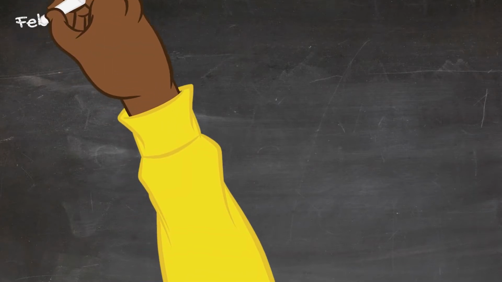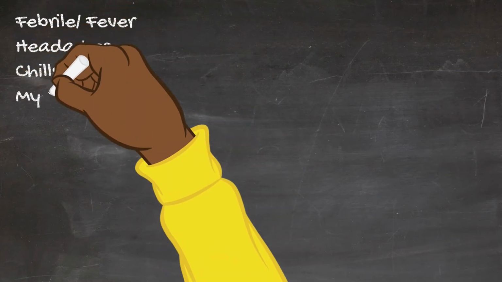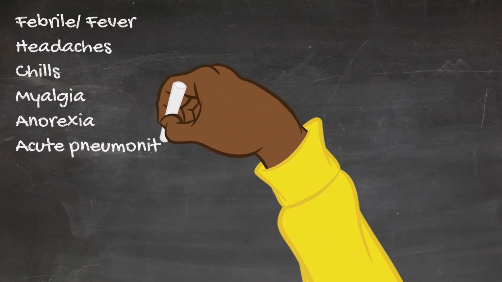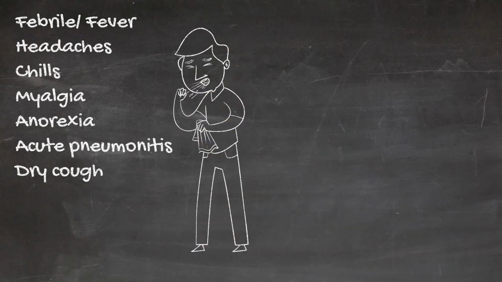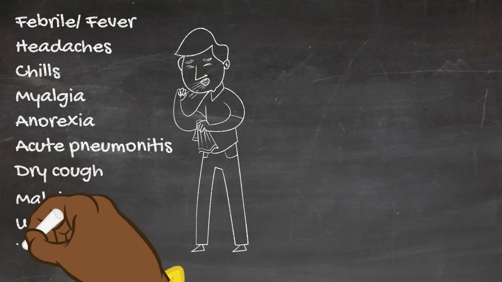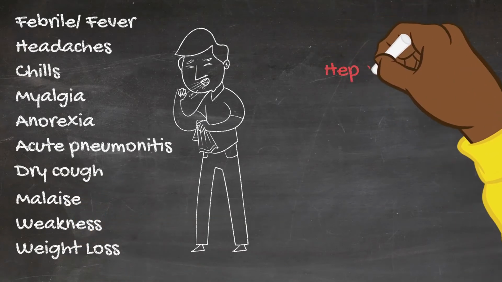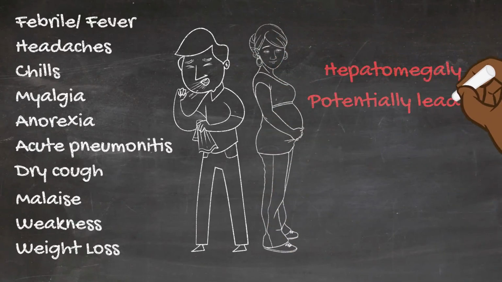Symptoms. The inhalation of the pathogen causes the initial acute respiratory infection. Patients become febrile, experience headaches, chills, myalgia, anorexia, and acute pneumonitis with a non-productive dry cough. Patients also report feeling general malaise, weakness, and weight loss. The acute infection may also affect the liver, presenting with hepatomegaly, and if it affects a pregnant woman, she may suffer a miscarriage.